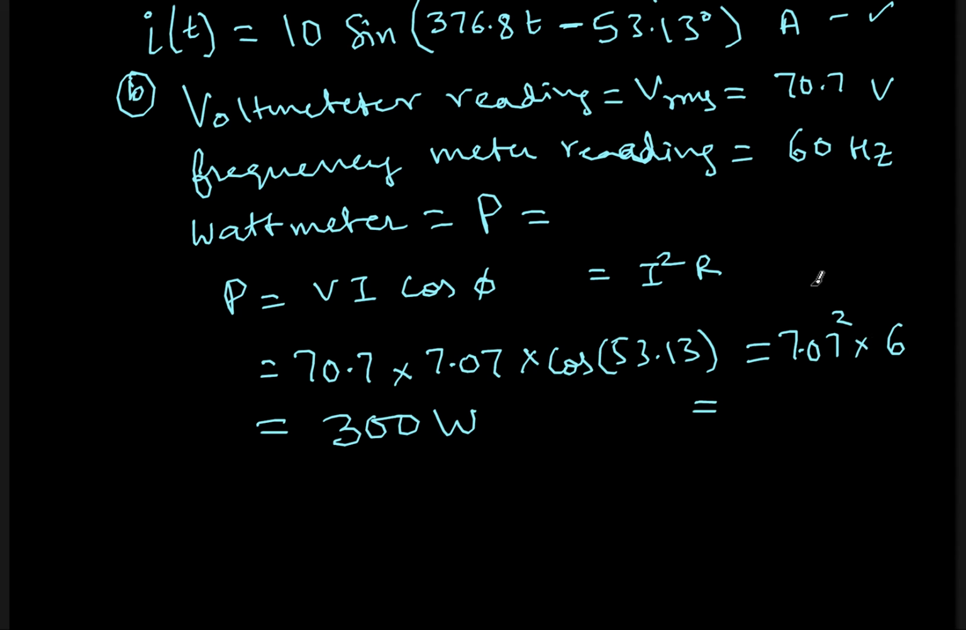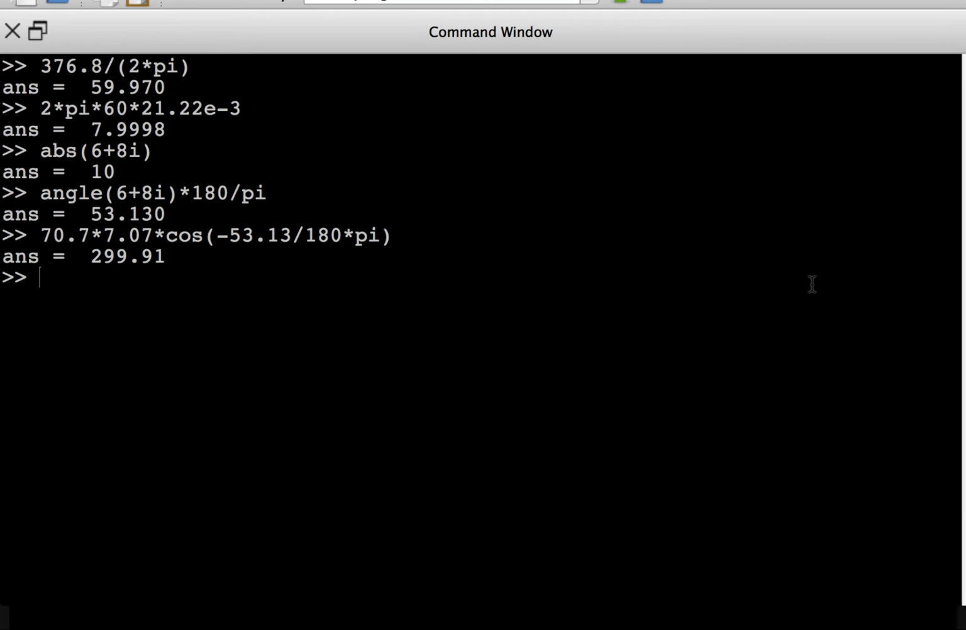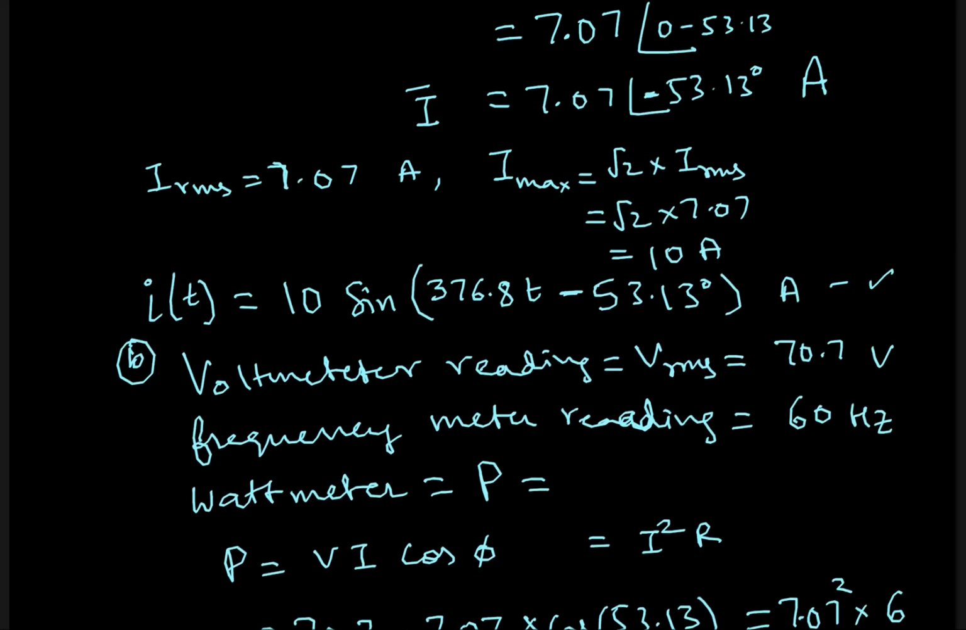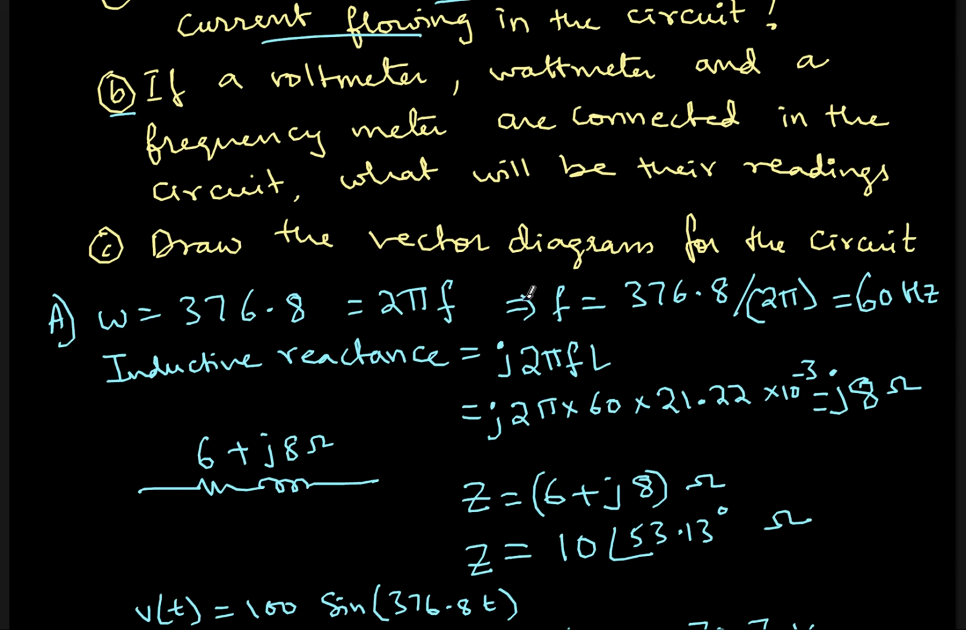Let's try this equation also. So 7.07 is the current raised to the power of 2, multiplied by resistance, which is 6. So again I am getting 299.91, or I can again approximate to 300 watts. So this is about this part of the question. Let's continue. Draw the vector diagram for the circuit. So let's draw the vector diagram.